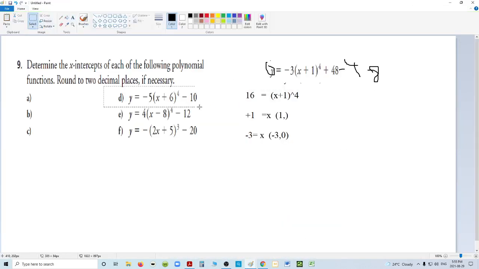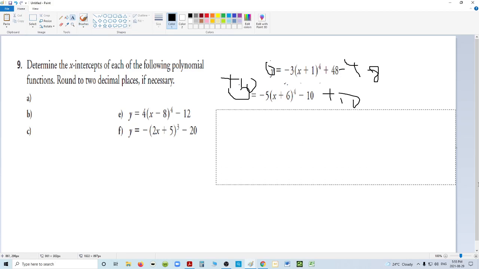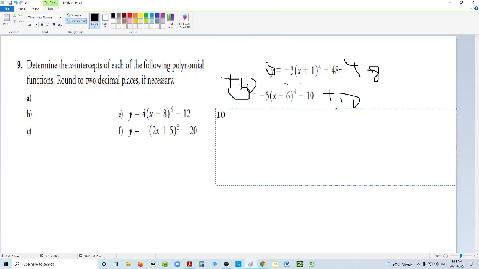So let's have a look. When we set this equal to 0 on the left side, we have to add 10 to both sides. And I'm left with 10 is equal to negative 5 times (x plus 6) to the power 4. Then I have to divide both sides by negative 5. So I'm left with negative 2 is equal to (x plus 6) to the power of 4.